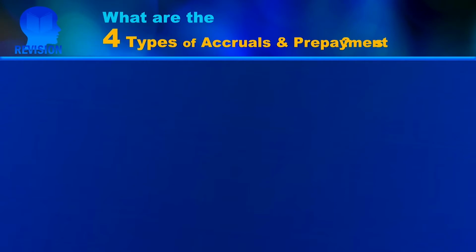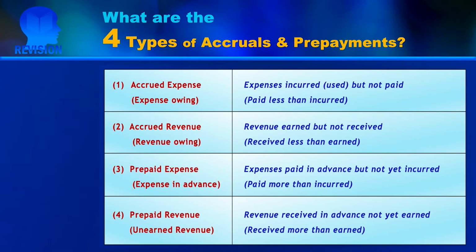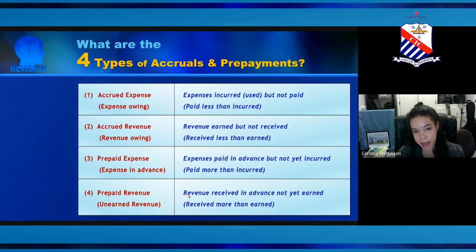So the revision: you should know by now what the 4 types of accruals and prepayments are. They are the accrued expense, accrued revenue, prepaid expense, and prepaid revenue. That is the 4 types. You can't get any more than that for accruals and prepayments, just those 4 types.